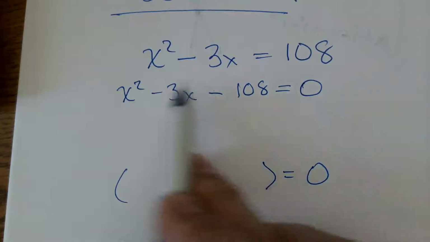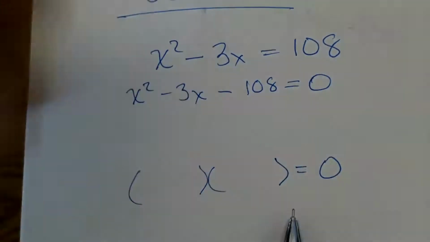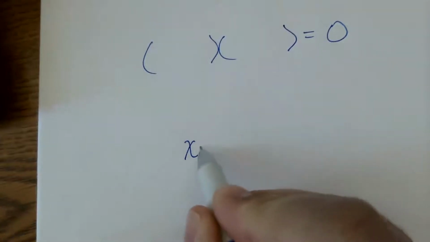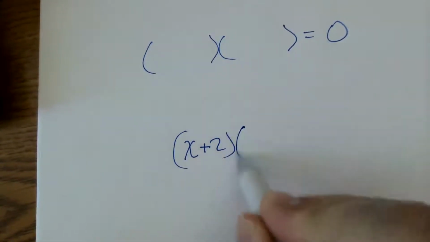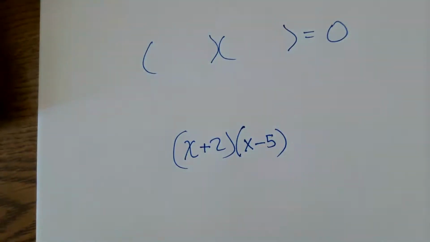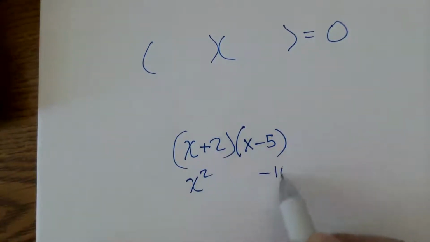In order to take this expression and turn it into this, we have to think a little bit about how we multiply things like that. Like, let's say I had x plus 2 and x minus 5, and then we're multiplying them together. x times x gives me x squared. 2 times negative 5 gives me negative 10, but that's not all of it, is it?